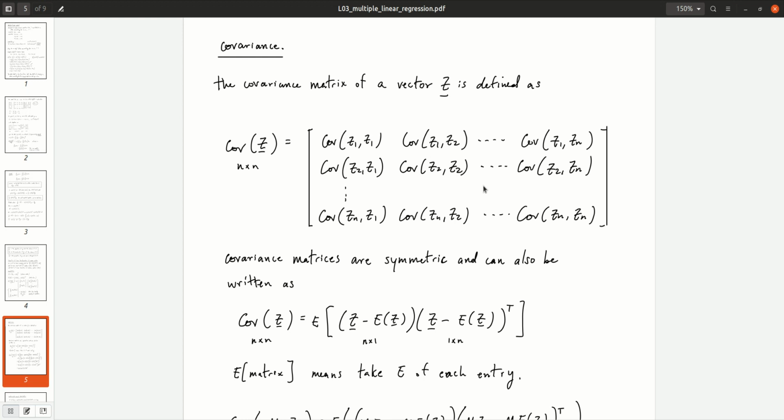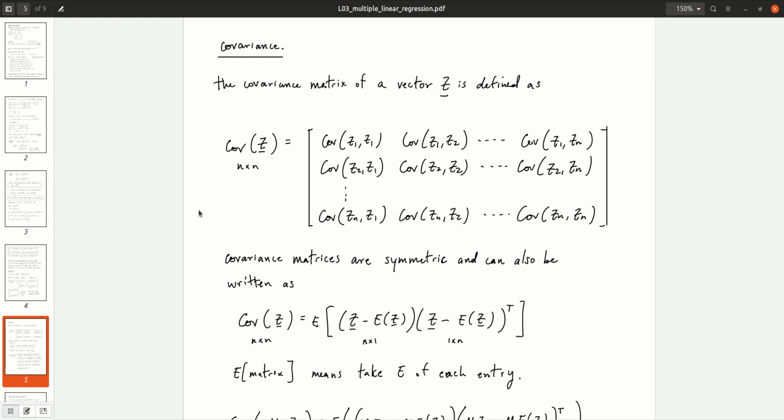Now this matrix is going to have certain properties. It's a square matrix, n by n. It's also going to be a symmetric matrix. The reason for that is if we look at, for example, the covariance of z2 and z1, we know that covariance or correlation is symmetric in its arguments. So the covariance of z2 and z1 is equal to the covariance of z1 and z2. So it's symmetric because covariance of zi, zj equals covariance of zj, zi.